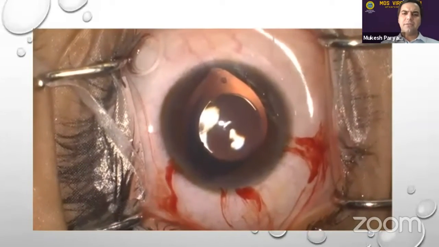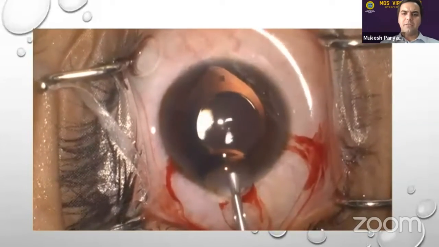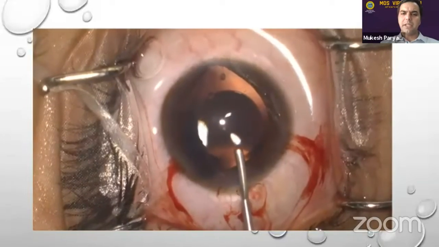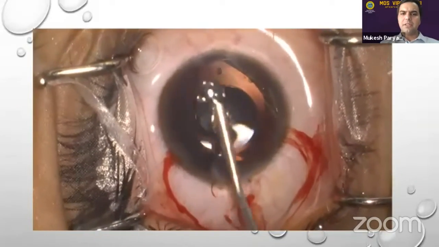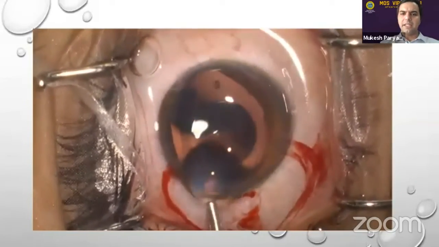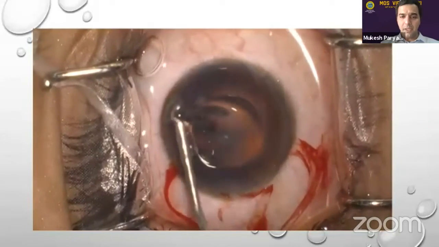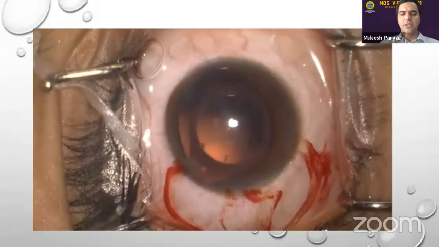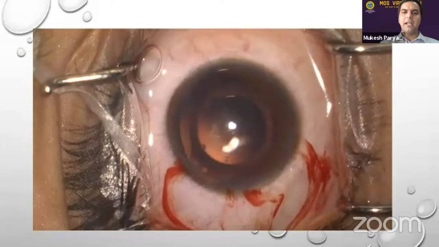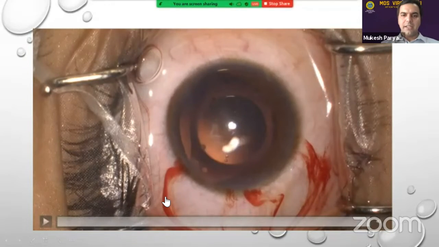So always, if such kind of things happen, I think there is no need to panic. With patience, you will be able to grab another instrument and pretty well manage such kind of complication. But if there's a flip of the IOL, the best is to take it out, reload it, and put it back again. So I think my time is up.